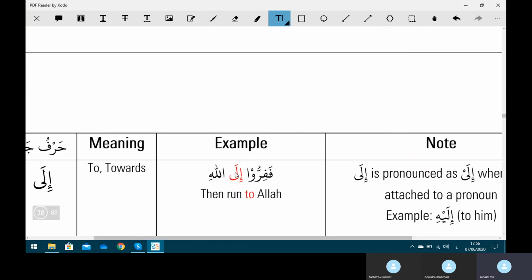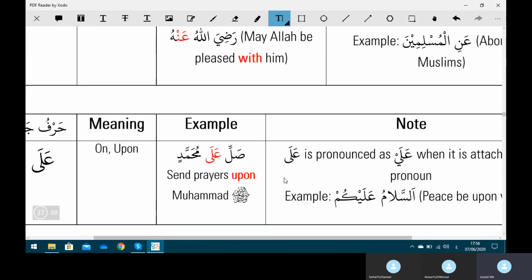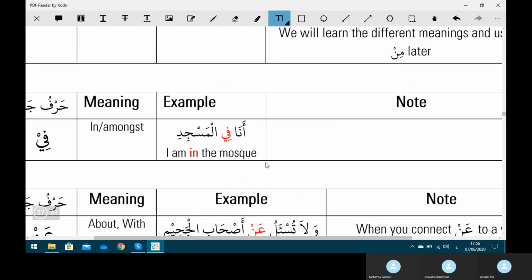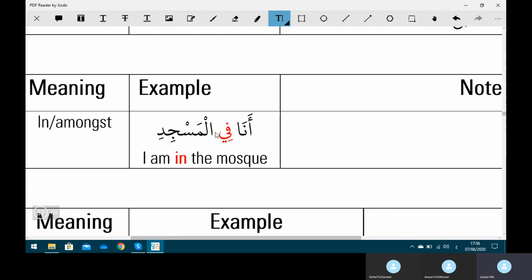So I'll give you an example. Yeah, let's use this one. Ana fil masjidi. Ana, I, fi means in or amongst. Al masjidi, the mosque. Al means the, masjidi, mosque. Notice it's not ana fil masjidu or ana fil masjida. That would be wrong. It's a harf jar, it makes it jar. Ana fil masjidi, jar. Okay. So what I would say is, yes, this is a harf jar. We call this jar. Okay. This is known as jar.